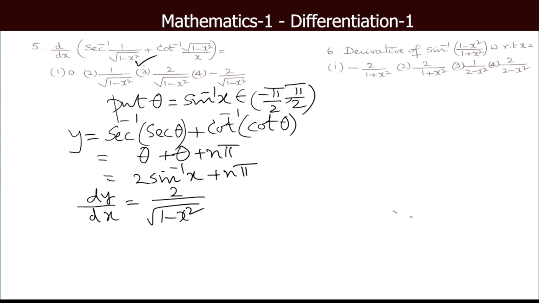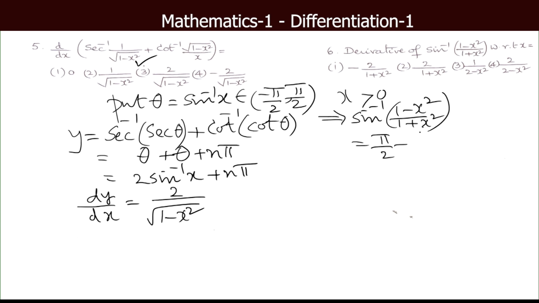So, assuming that x is positive, r sin 1 minus x square by 1 plus x square is equal to pi by 2 minus r cosine 1 minus x square by 1 plus x square, that is equal to pi by 2 minus twice r tan x.